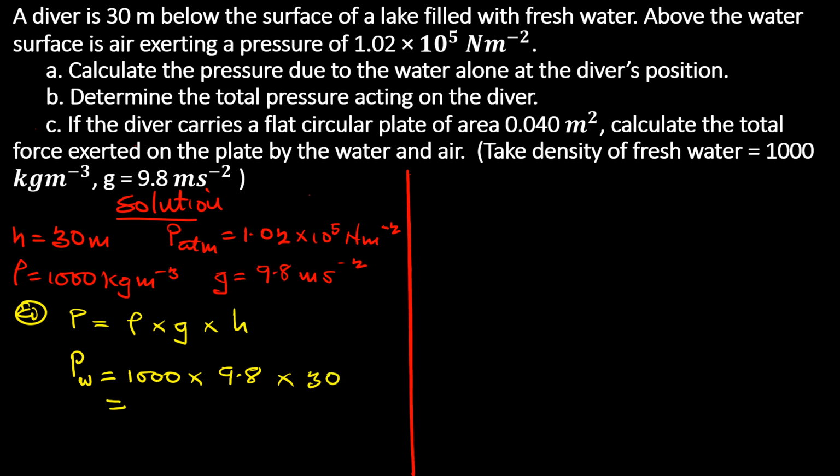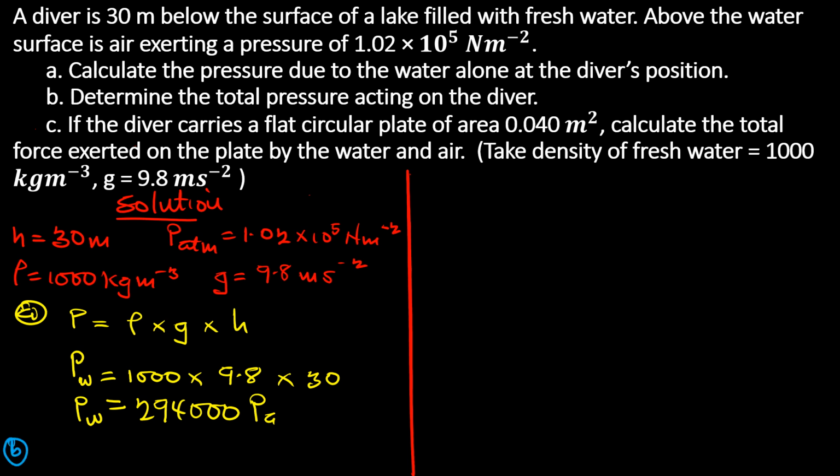Okay, so by using calculator, 1000 times 9.8 times 30, which will give us 294,000 Pascal. Okay, so that's the pressure of the water alone, that's PW. Okay, let's move on to question B.